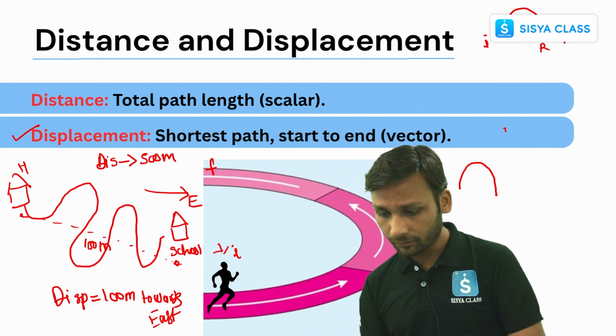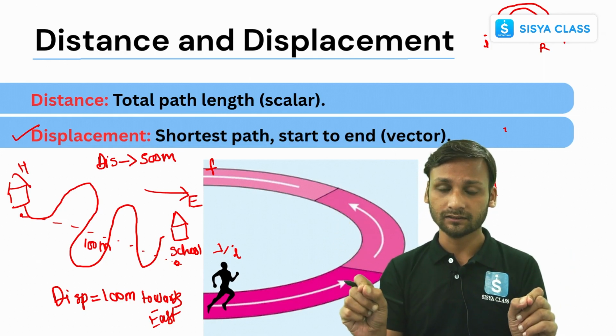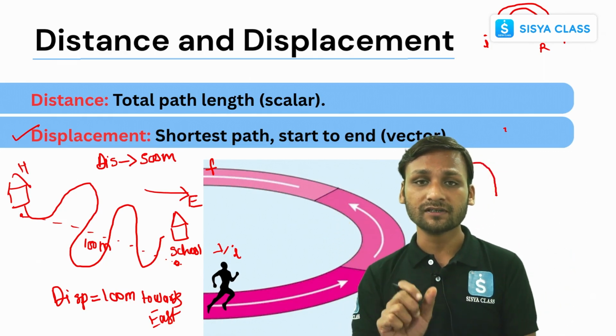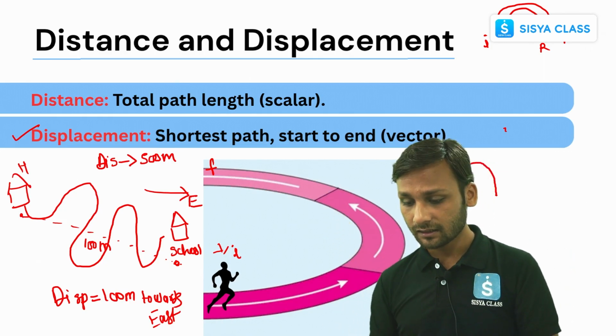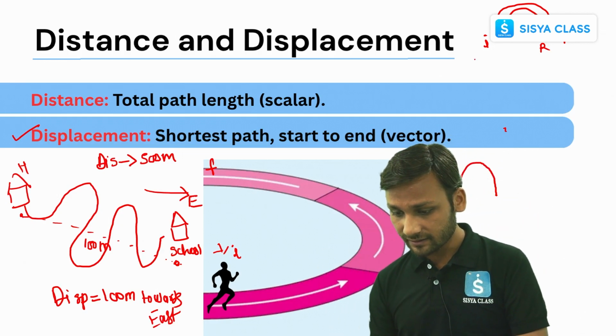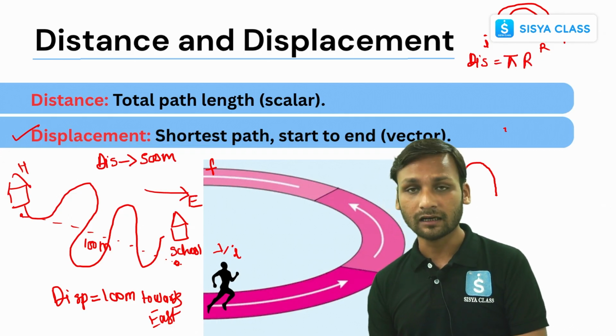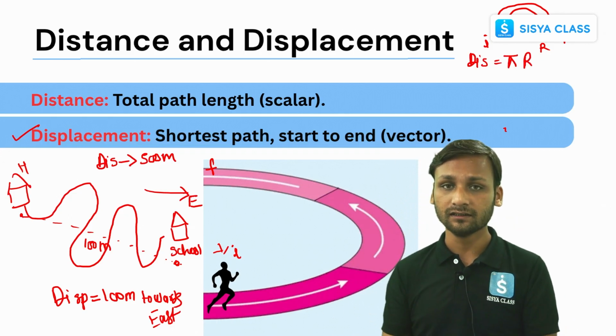So he is running from the initial position to the final position. When he reaches the final position, how much distance has he covered, means the total path length? So what is the periphery of a semicircle? It's pi times R. So that will be his distance, the total path length. So the distance here will be pi times R, the periphery of a semicircle, correct?